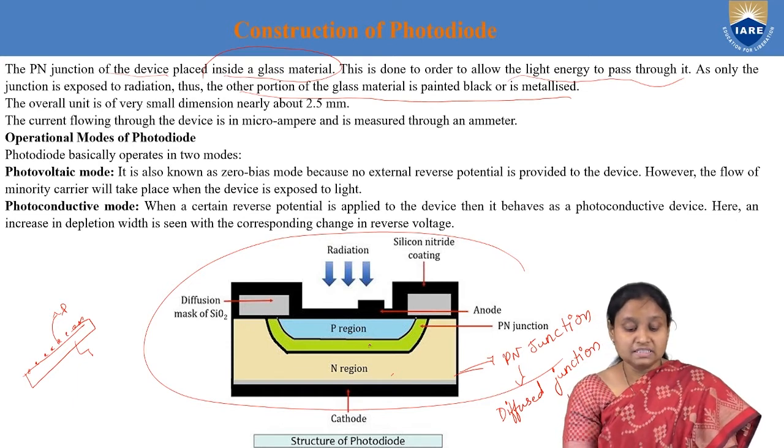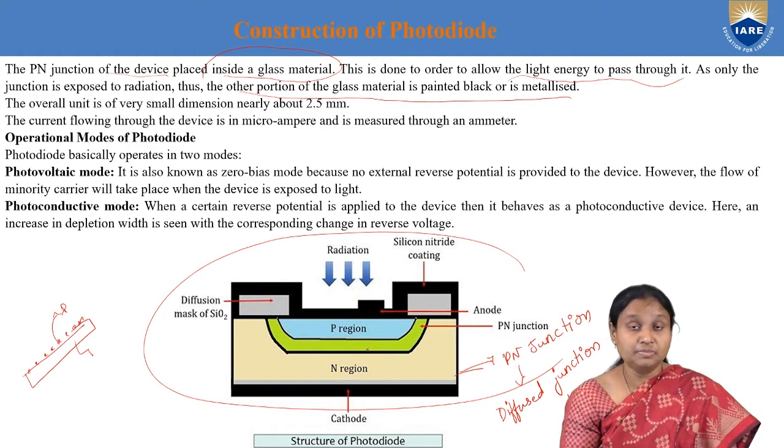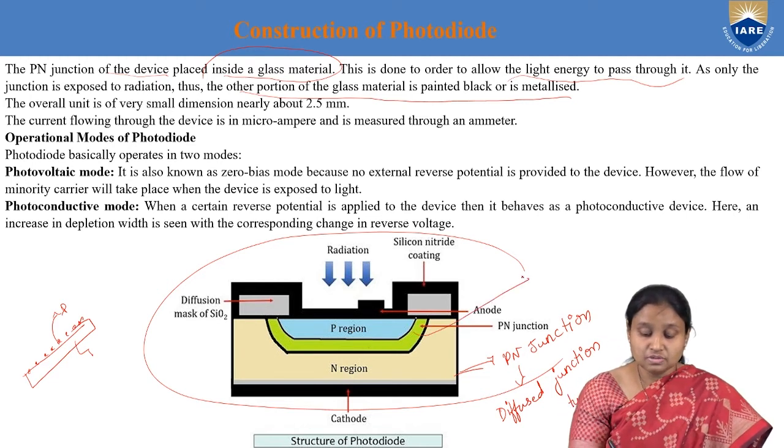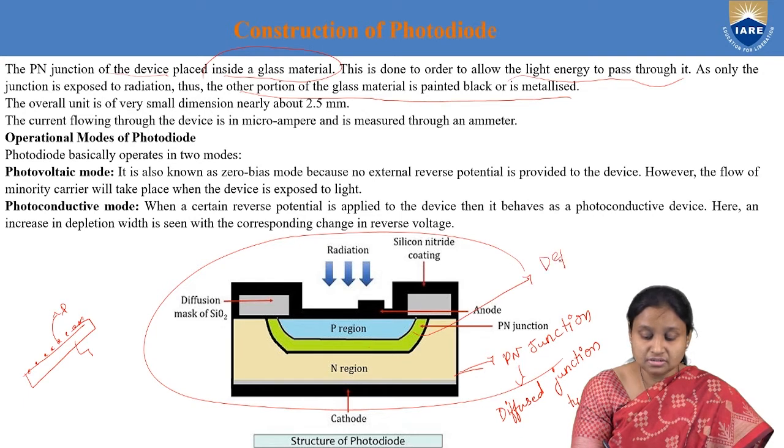And of course, this part shown in green color shows our depletion layer, or simply it is called the junction. So this green part represents our depletion layer. We can also call it the depletion layer.